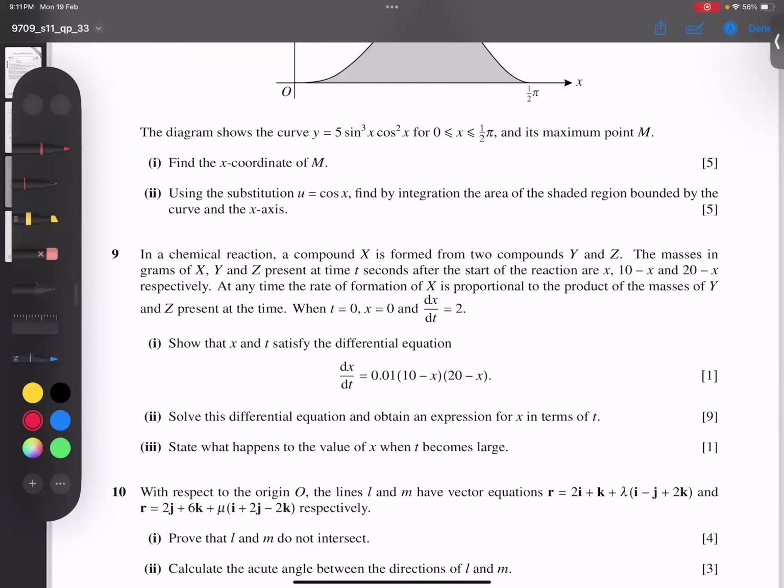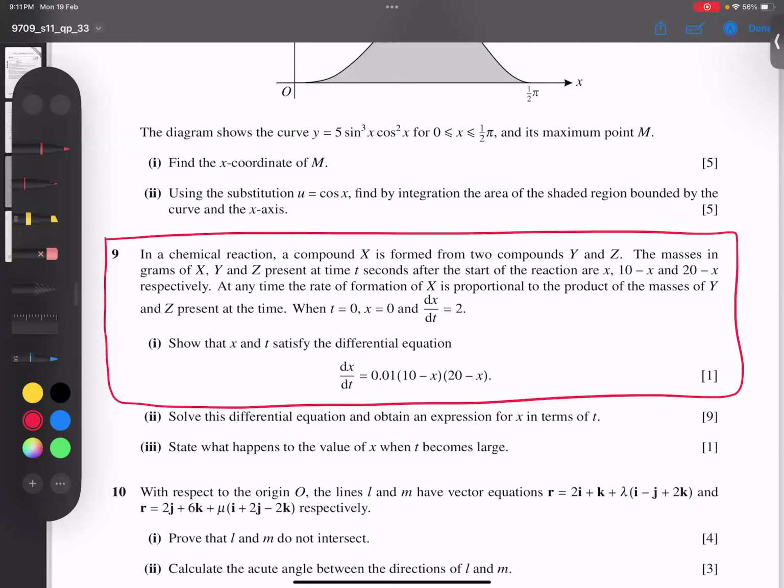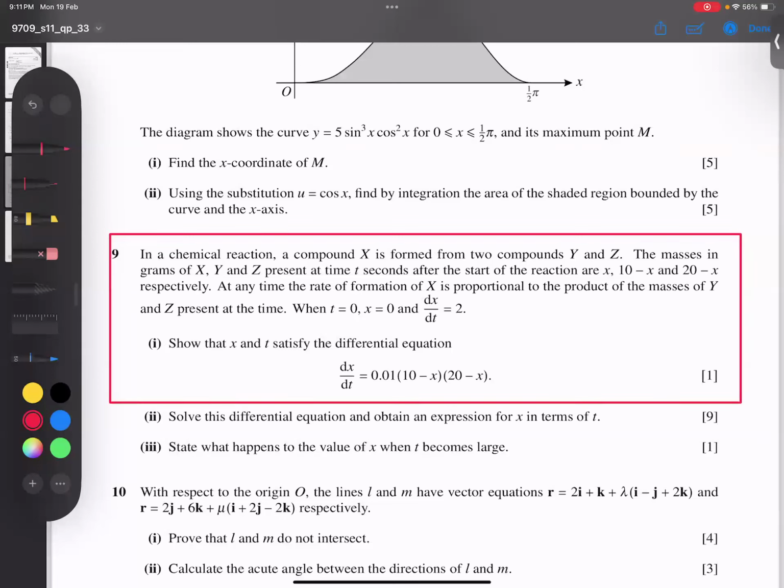Yes, student, now there's another question. There's a June 2011 variant 33 question number 9. You will try only the first part, okay? So don't try to solve the other ones.